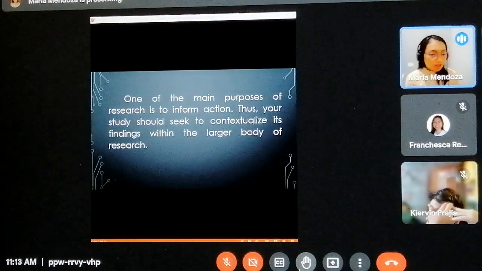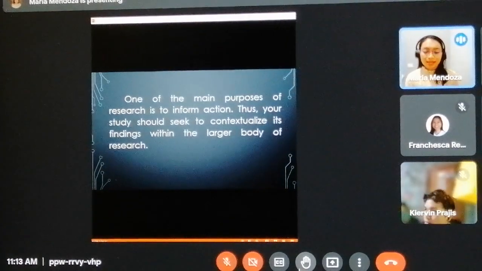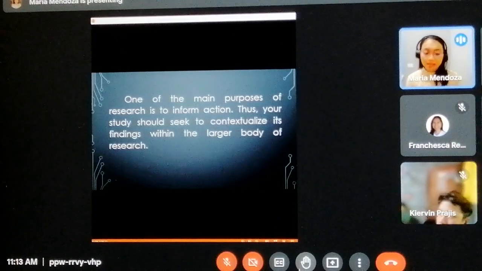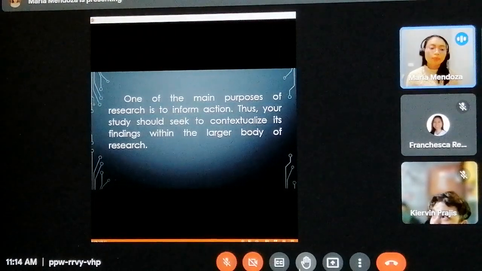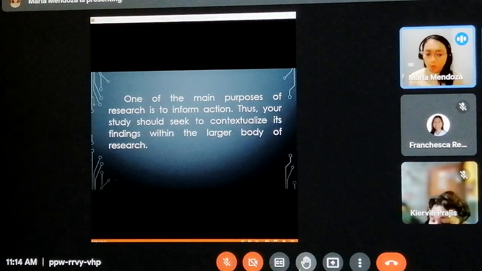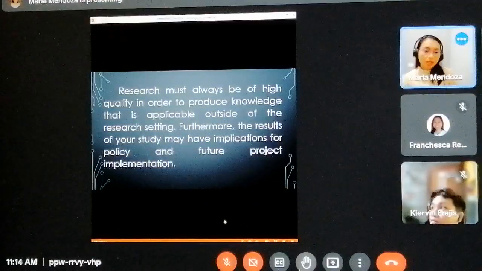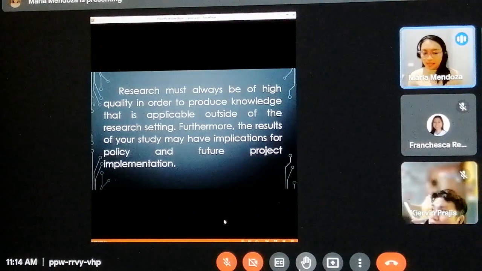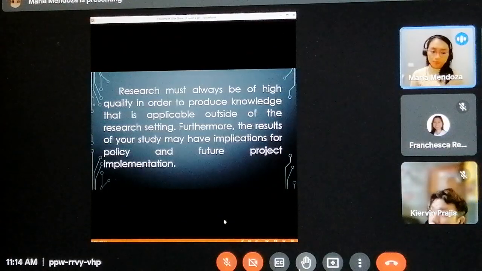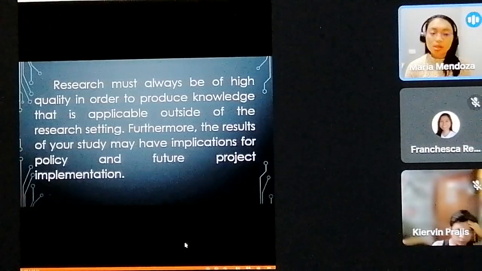Okay? Your study should seek to contextualize its findings within the larger body of the research. Again, the findings and the results of the study will not only be seen in the last chapter or the first chapter of your paper, they will be seen in the whole paper, or in the larger body of your paper. Okay? So let's continue. Research must always be of high quality in order to produce knowledge that is applicable outside of the research setting. So if you can apply the result of your paper outside the research setting, outside TIES, outside the place where you conducted the research, then it would be better. Okay?